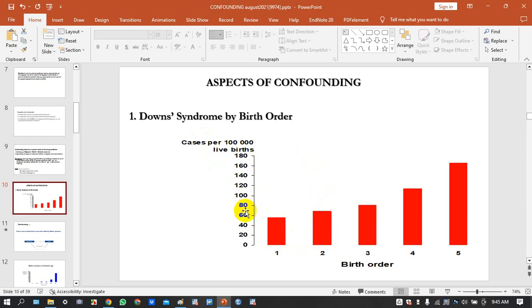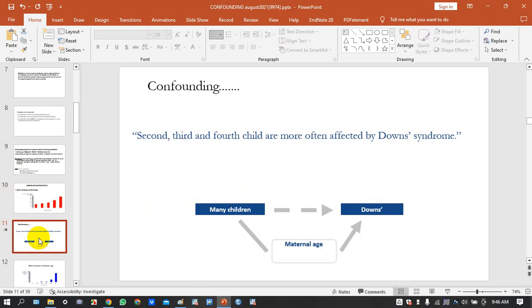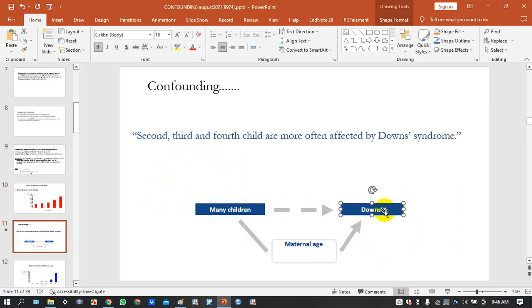That is on the vertical axis. Third child, the chances of getting a Down syndrome child is high. Fourth child, fifth child. But what has birth order got to do with the risk of giving birth to a baby with Down syndrome? Because there should be something that better explains this fact. So, confounding. If you have many children, it puts you at a higher risk of giving birth to children with Down syndrome, who are mentally retarded.